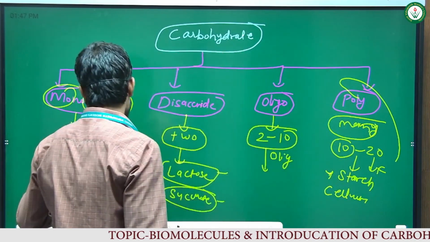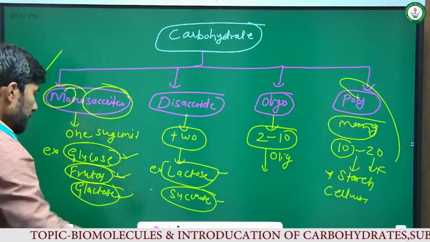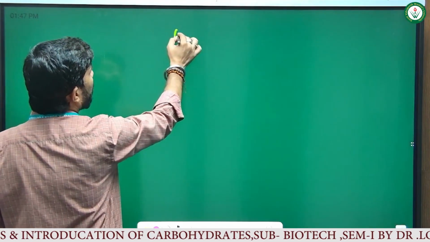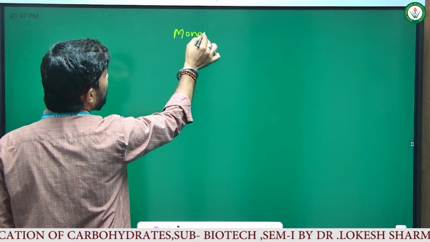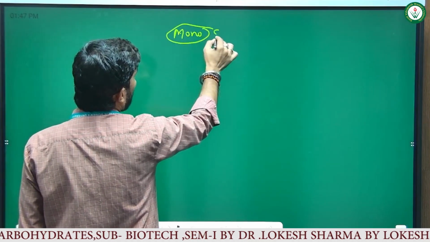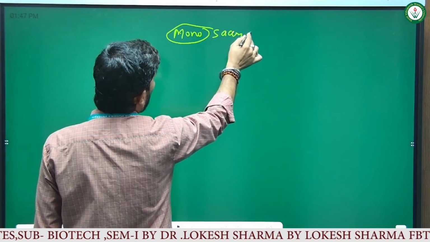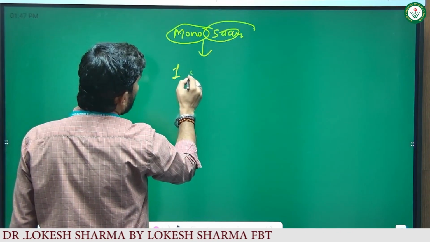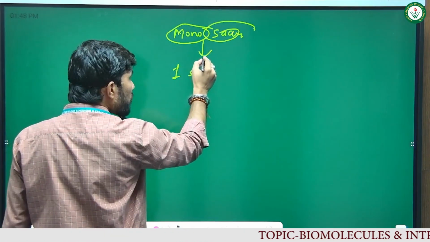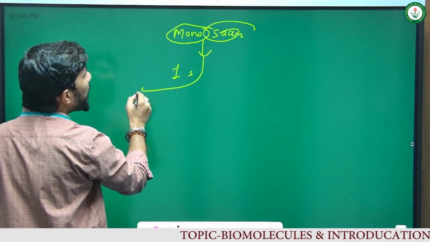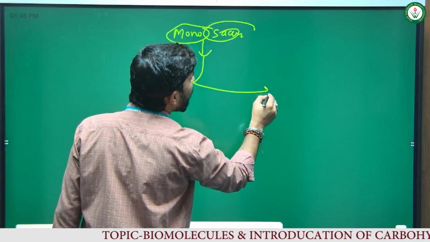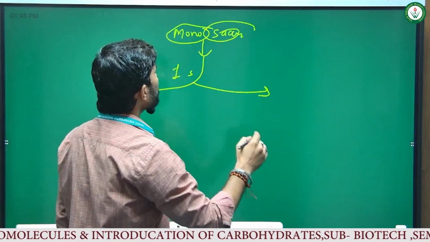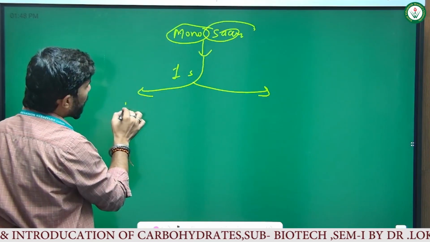So further we will discuss monosaccharide. What is monosaccharide? Mono means single, saccharide means sugar. Monosaccharide is a single sugar unit, one sugar unit. So monosaccharide is also classified based on their functional group. What is the functional group? So functional groups are divided into two types.